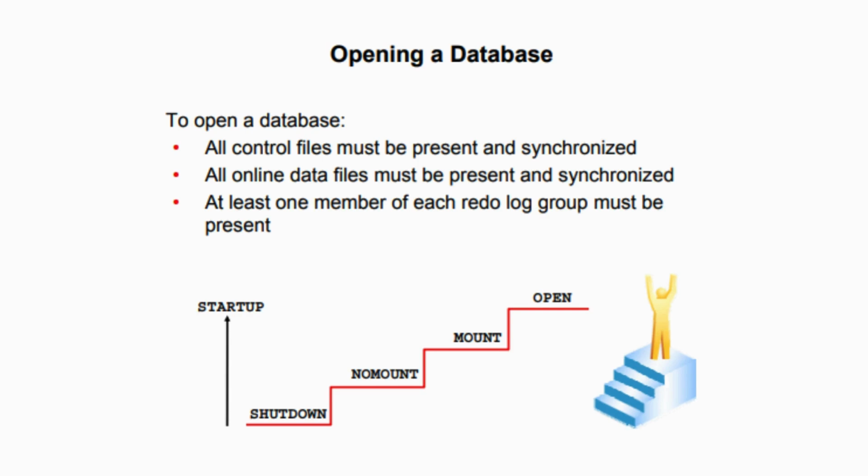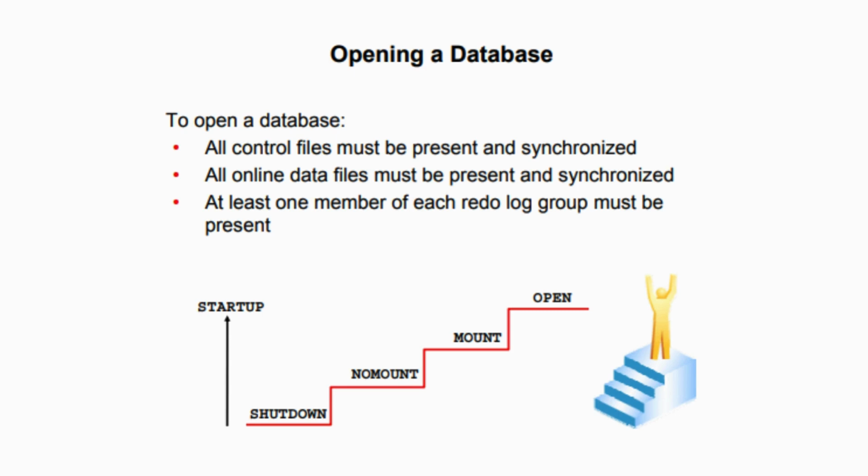Mount. As the instance moves to the mount status, it checks whether all control files listed in the initialization parameter file are present and synchronized. If even one control file is missing or corrupt, the instance returns an error, noting the missing control file, to the administrator and remains in the NOMOUNT state.